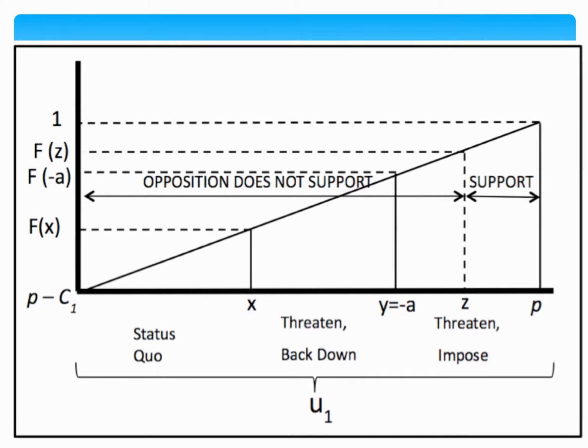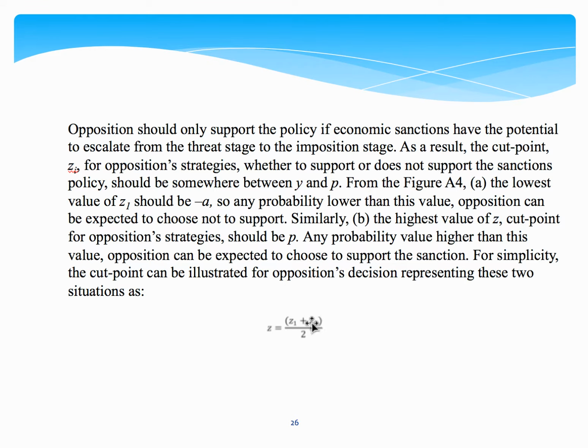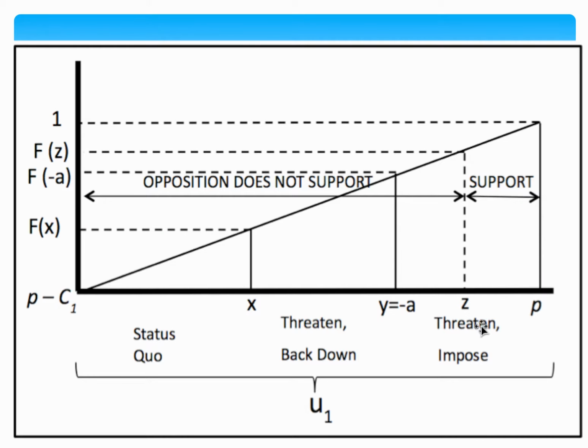So that's why we shouldn't expect an opposition to support the government's policy before the threatening stage. When we look at the importance of the issue, if it is at this level, this might not be a very important issue for the sender, but if it is over this probability, within this region, it means it's something very important for the opposition, so they can support or not support. So the cut point for the opposition should be somewhere between Y and P, and for simplicity I accept this (z1 + z2) divided by 2. Here z1 is Y and z2 is P.